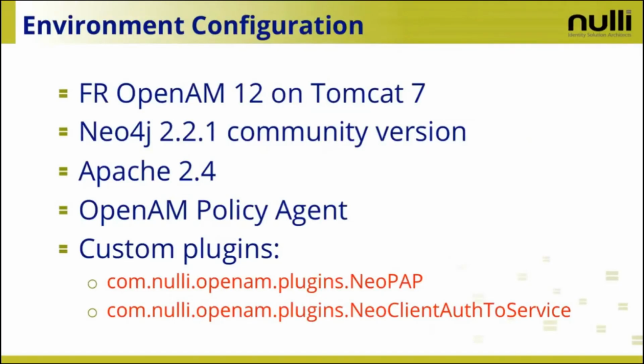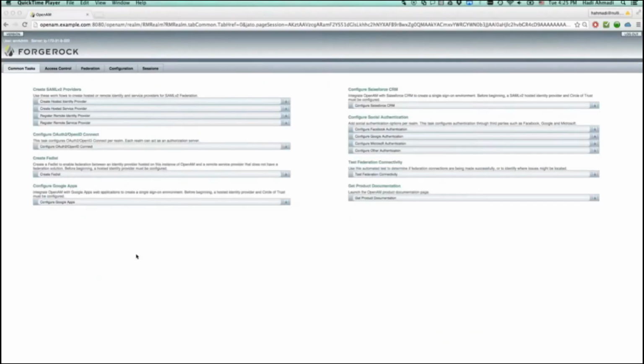For the demo, I installed and configured ForgeRock OpenAM 12 and Tomcat 7, Neo4j 2.2.1 community version, Apache 2.4 as our web server, and OpenAM policy agent to protect it. I also deployed our two custom plugins into the OpenAM lib directory and followed ForgeRock documentation to introduce them to OpenAM.